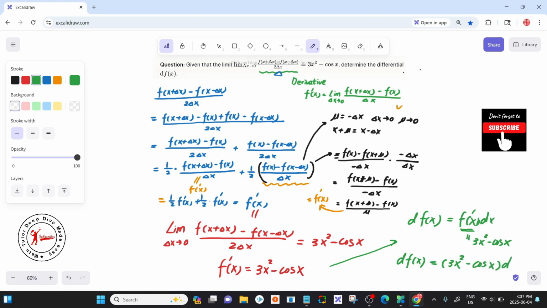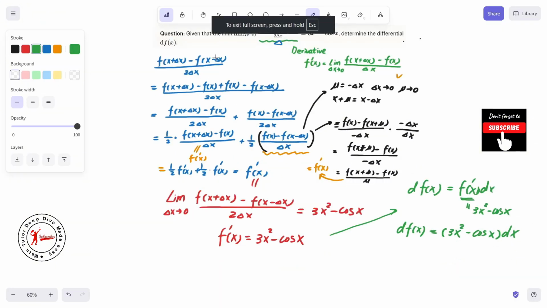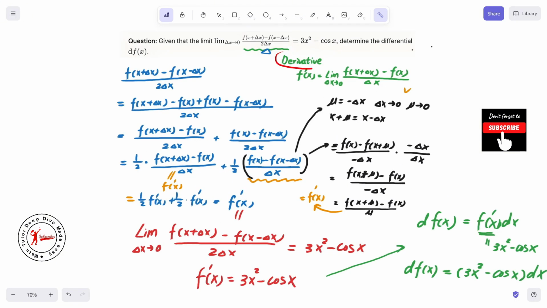Step 4. Double-check our work. Let's verify our interpretation of the limit to ensure we didn't miss anything. The expression f of x plus delta x minus f of x minus delta x divided by 2 delta x is called a symmetric difference quotient because it uses points on either side of x. This form is known to give the derivative directly, as we showed by splitting it into two terms that each approach f prime of x. If we want to be super thorough, we could use a method called Taylor expansion to confirm this, but our algebraic approach was solid and the math checks out.